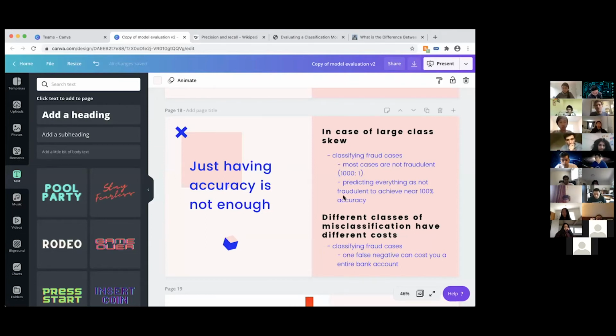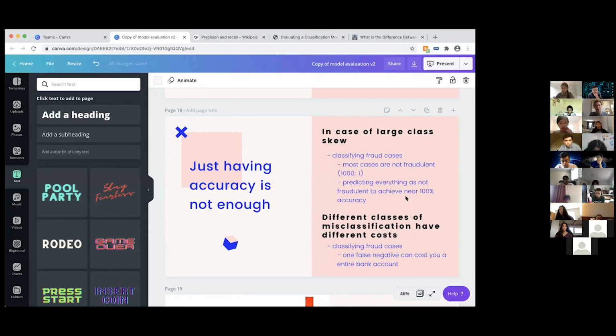So if we were to just simply predict everything is not fraudulent, we could get nearly 100% accuracy, right? If we had 1,000 examples and only one of them was a case of fraud, and we just predicted everything as not fraudulent, we would have a really high accuracy. But this model is not really useful for us in any way. It'll help us make a correct prediction for most cases.